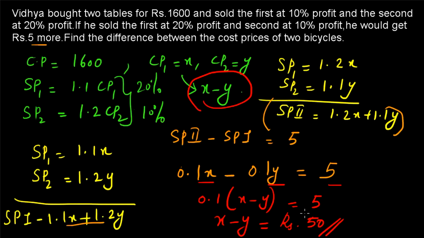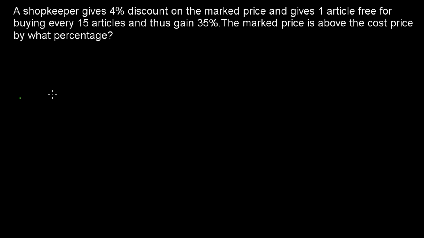Only the difference between the cost prices of the two bicycles, which can be easily found out when you formulate the equations. Using this equation, SP is equal to X CP, you can easily form the equations, and from that you can easily find out the answer to x minus y. Now question number 3 is an interesting question.